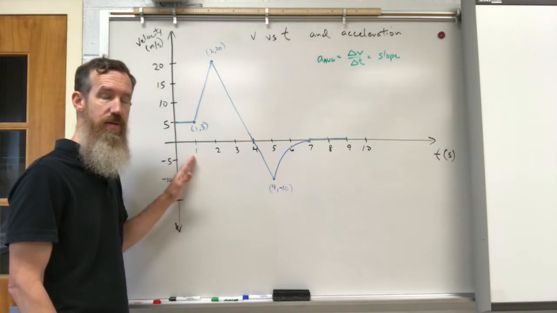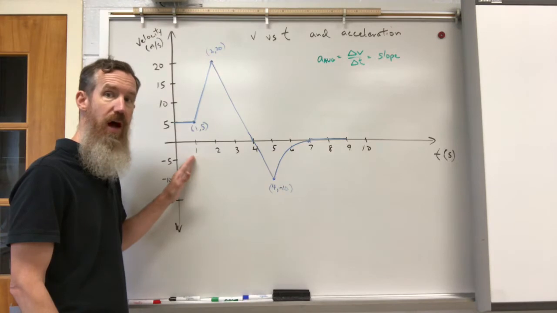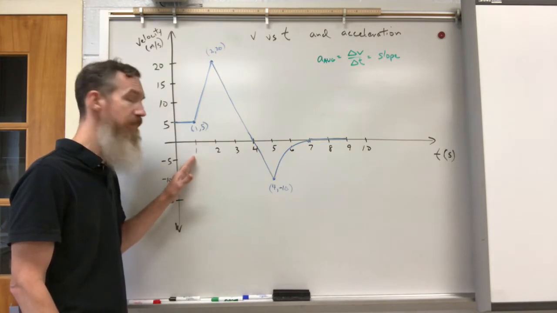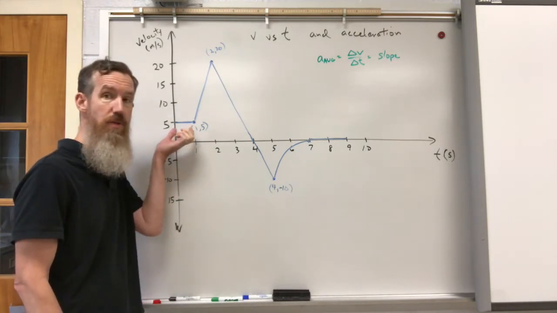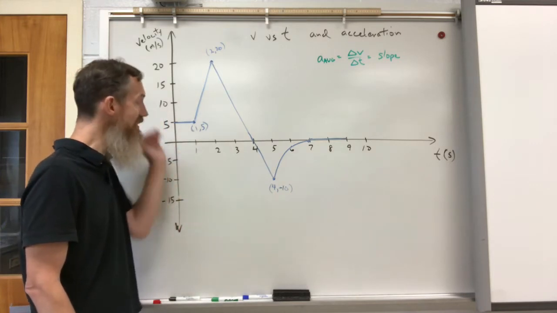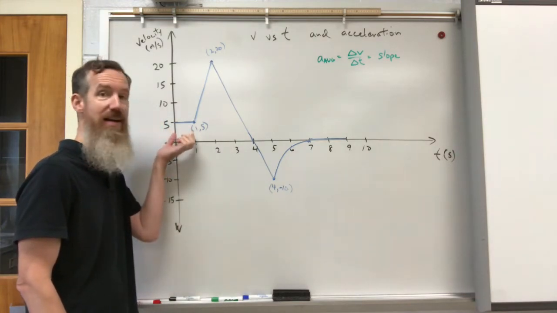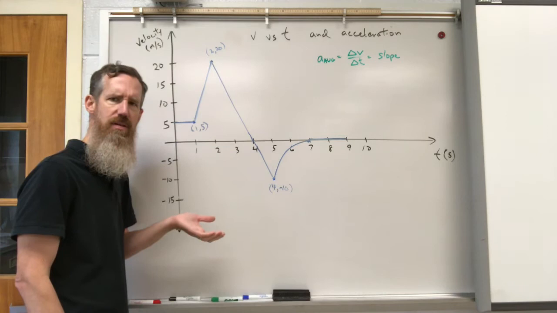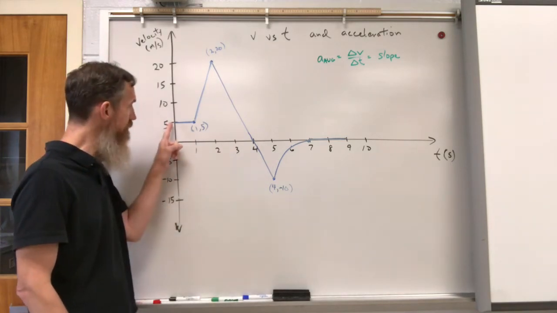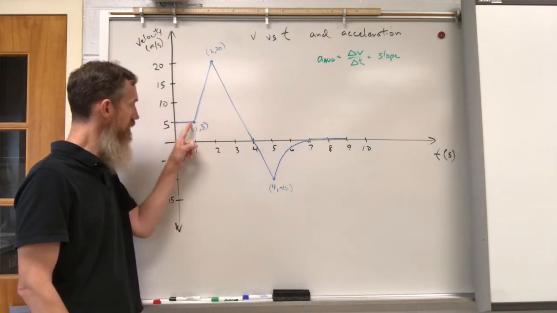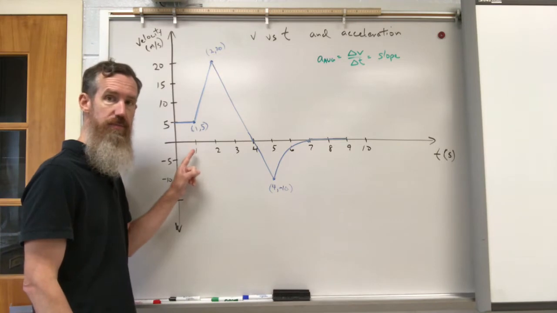And the object is moving. Unlike distance time graphs, when a flat line was no motion, here on a velocity time graph, a flat line is constant velocity. It's moving at 5 meters a second for that first second. That's what the graph tells you.